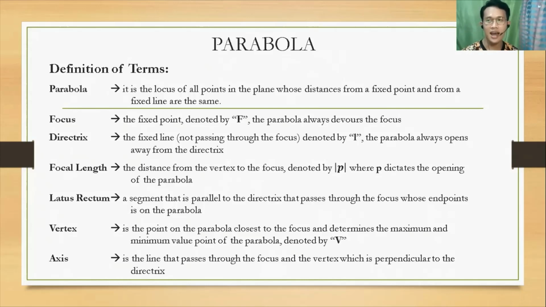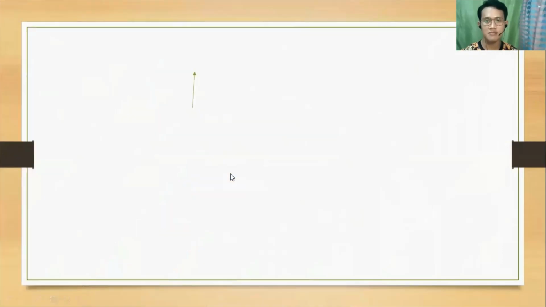I'm gonna show you here a drawing where you're going to see and identify which is the term being described. For the vertex, it is the point on the parabola closest to the focus and determines the maximum and minimum value point of the parabola, denoted by big letter V. And for the axis, it is the line that passes through the focus and the vertex, which is perpendicular to the directrix, or you can also call this one the axis of symmetry. So let me show you here.